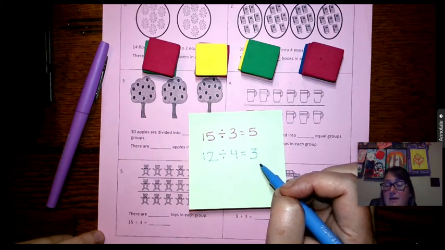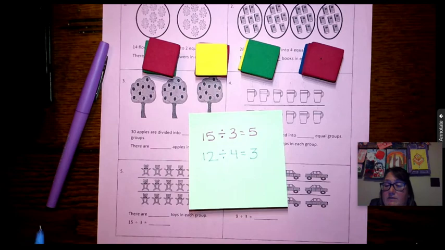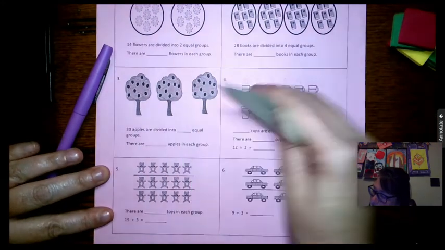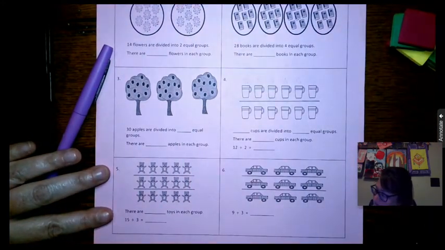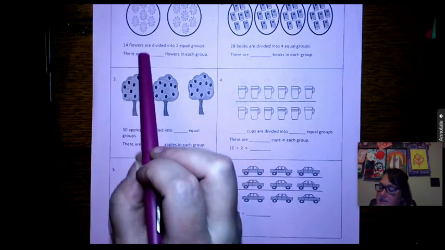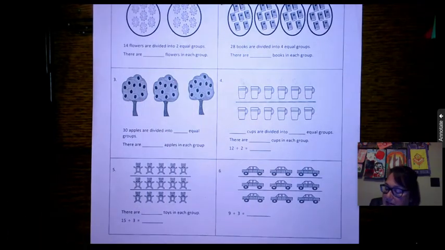What do we think? We divide a lot, and we don't really even realize that we're dividing. When we're splitting things up into fair shares, equal shares, that's exactly what we're doing. We're dividing. Okay, let's jump right into our problem set. This is actually a pretty quick and easy one. Okay, so if I look at number 1, it says 14 flowers are divided into 2 equal groups.